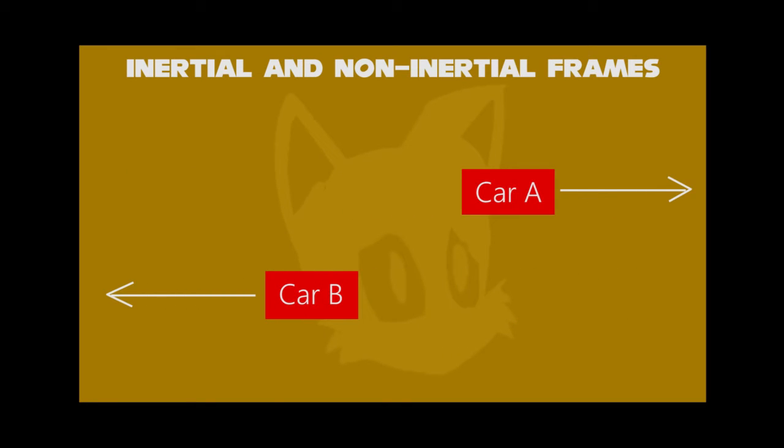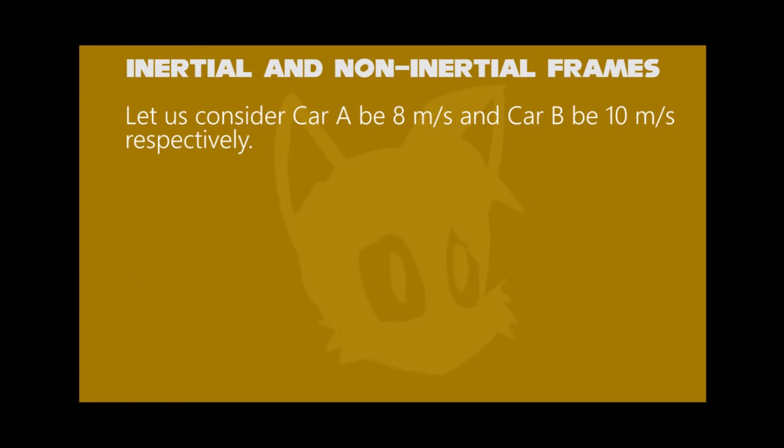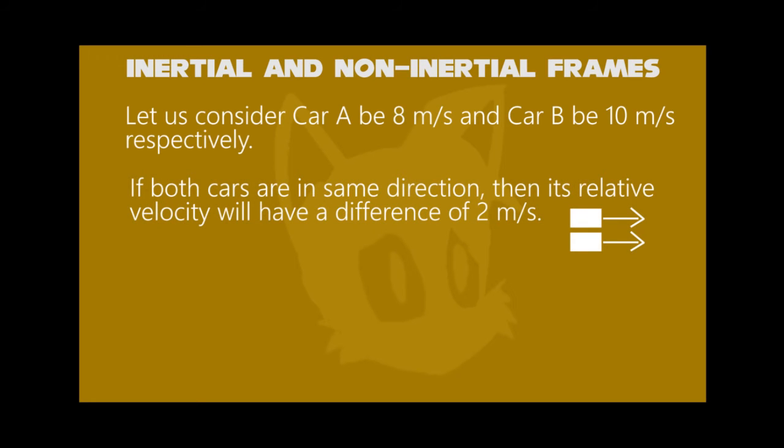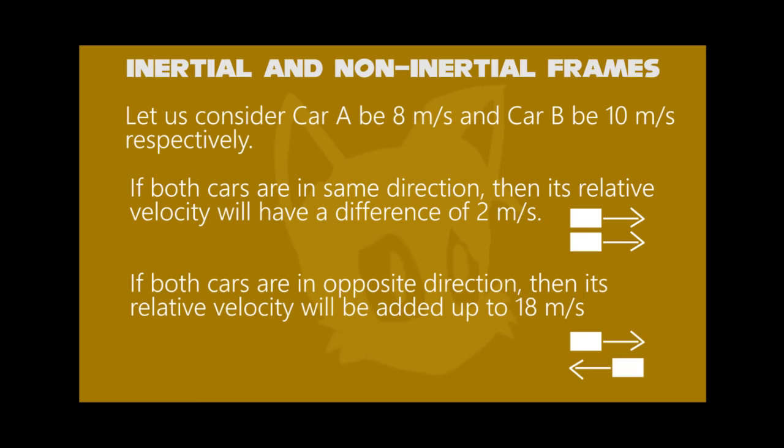These are just two cases for the relative velocity. Let's consider any two values of velocity, 8 and 10 meters per second. If the direction is the same, then this gives a difference of 2 meters per second. On the other hand, if the direction is opposite, then this can be added to 18 meters per second. This is where the relative velocity plays a role, depending on its directions.